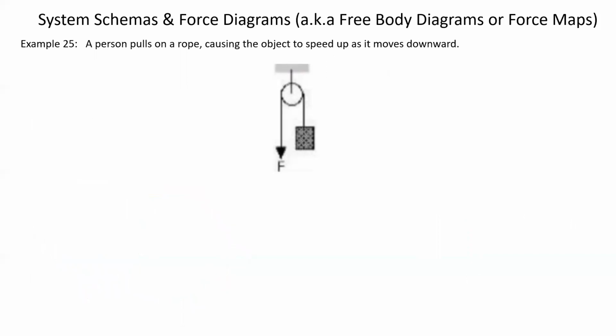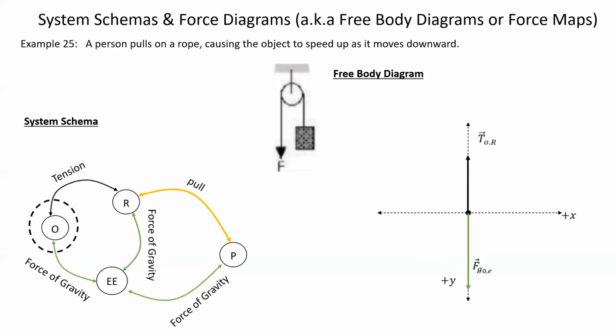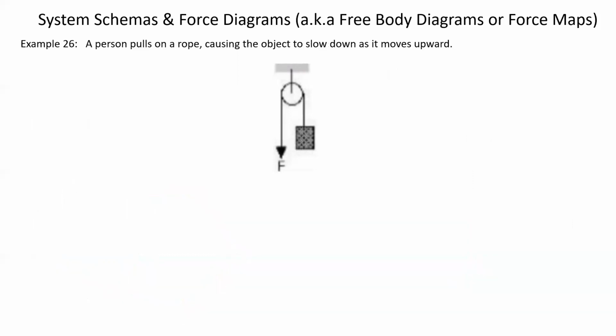A person pulls on a rope, causing the object to speed up as it moves downward. Again, the system schema looks the same, but the force diagram looks different. So it's speeding up as it moves downward, which means the gravitational force has to be bigger than the tension force this time. Notice that the positive y-axis is now flipped so that the net force will be positive. It'll be the gravitational force minus the tension force. It is not in equilibrium. The net force is not zero.